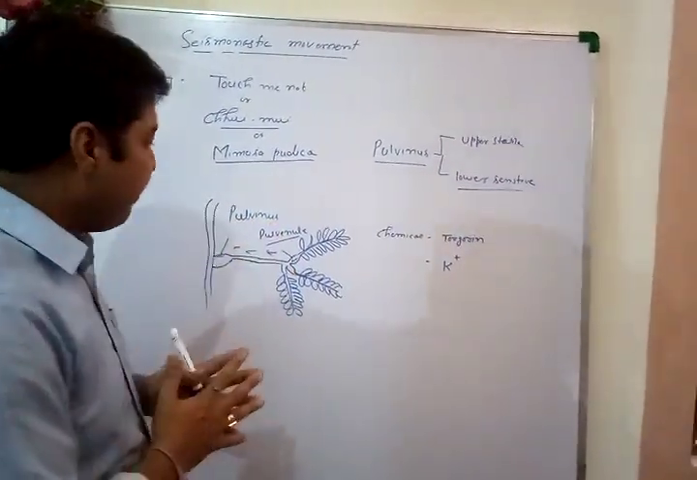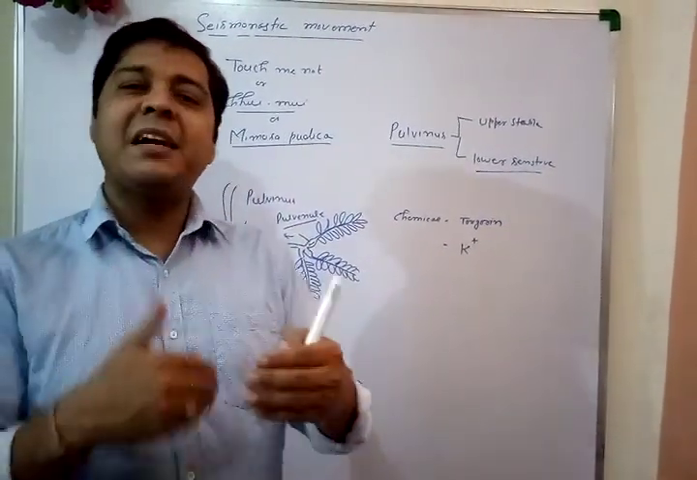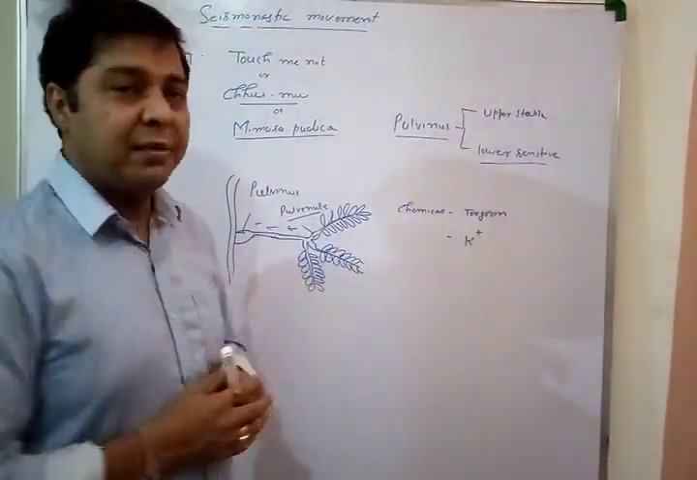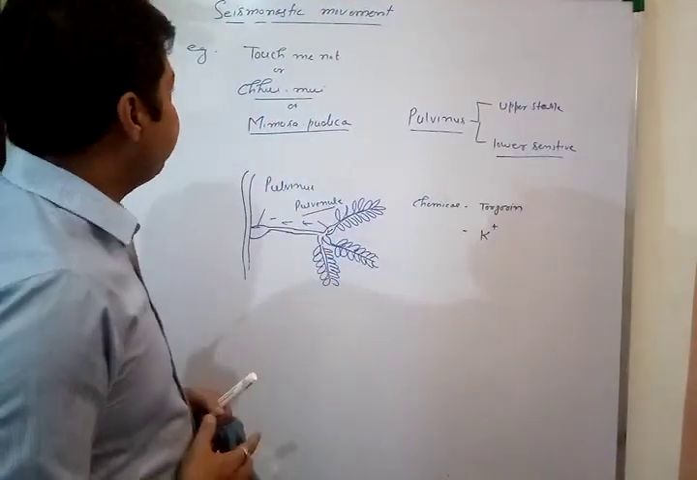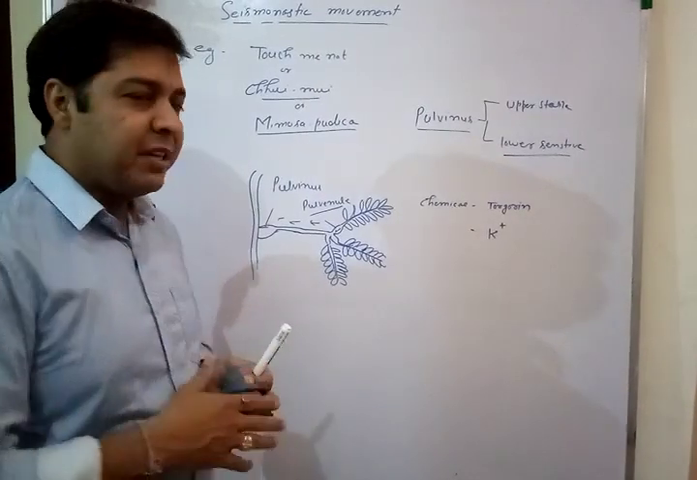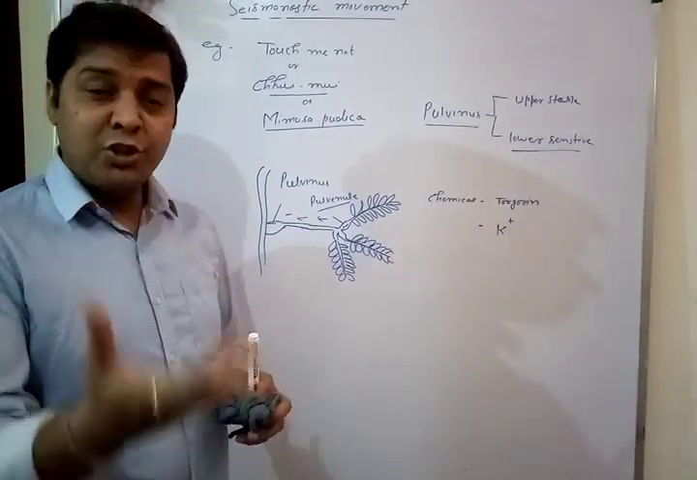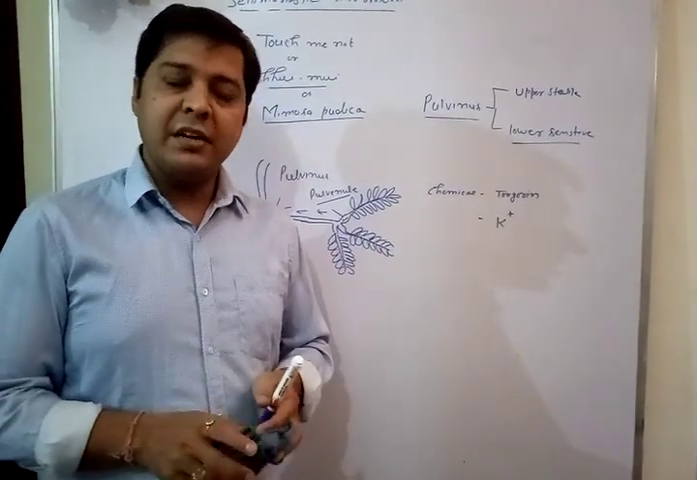It's a very sensitive plant, that is why it's called chui mui. With touch, it looks like the plant is going to wilt. I think this is clear to everybody. This is an example of seismonastic movement. This is very important. Sometimes it can be asked: what is Mimosa pudica? Write a short note on seismonastic movement, chui mui and so on. So this is clear, I think.